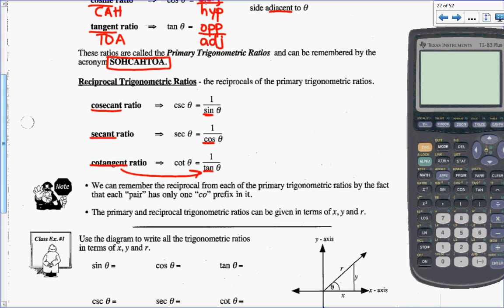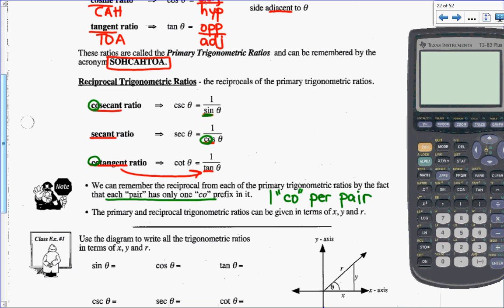This little policeman has a little trick here that will help us remember. Each pair has only one co, okay? So there's one co per pair. So that means if this one is cosecant, it goes with the one that doesn't have the word co anywhere in its name. Secant goes with the one that does have co in it. So there's one co in each pair. Even in the cotangent one, there's one co in every pair.